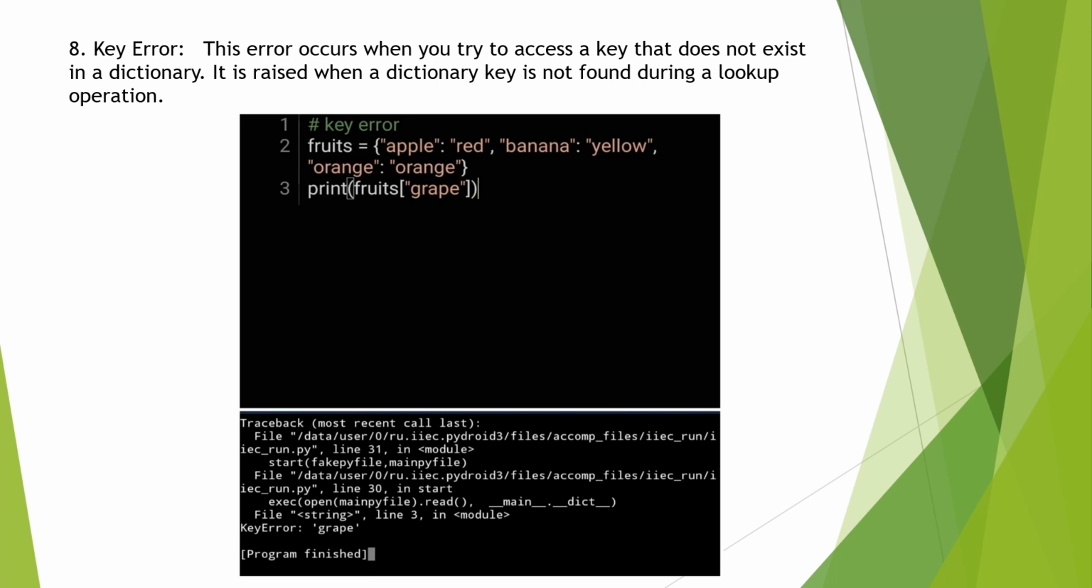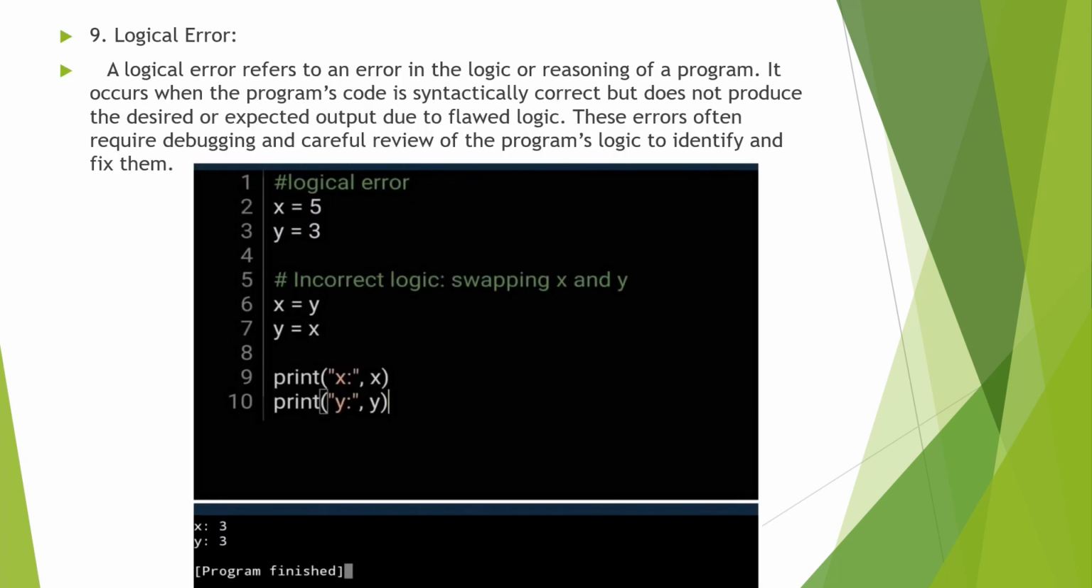Actually, if a key or a value doesn't exist, this key error exhibits. In the below code, we are trying to access a key grape which is not actually present in the given dictionary. So key error occurs. And the next type of error is logical error.